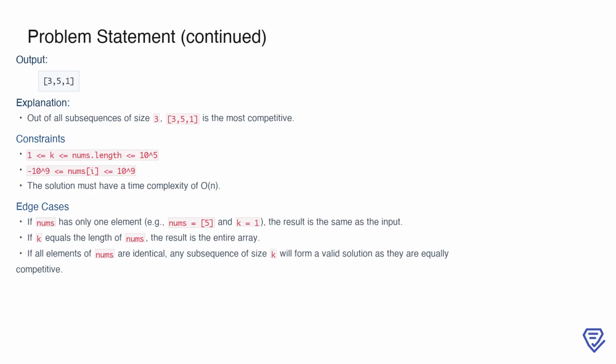The constraints of the problem specify that the input size can be very large, up to 100,000 elements, and the solution must operate efficiently in O(n) time complexity. Additionally, edge cases include scenarios like when nums has only one element, where the output is simply the input itself, or when k equals the size of nums, in which case the whole array is the result. Another edge case occurs when all elements in nums are identical, making any subsequence of size k equally competitive.